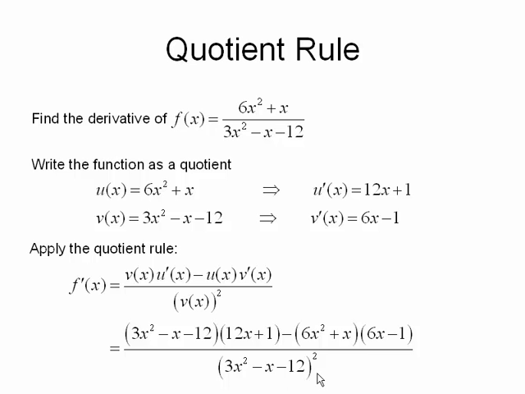Just like our product rule, if I was actually doing a problem where I needed this answer, I might go ahead and simplify. Mostly I'd simplify this top. But here, all we're trying to do is demonstrate the quotient rule, so I'm not going to try and simplify things any farther.